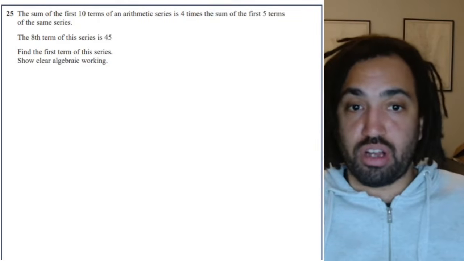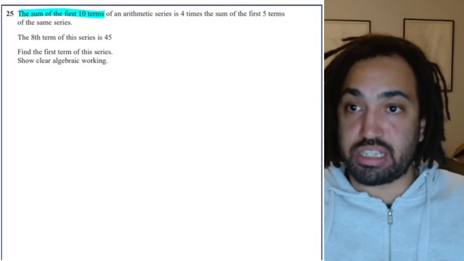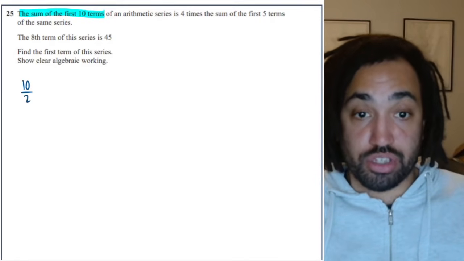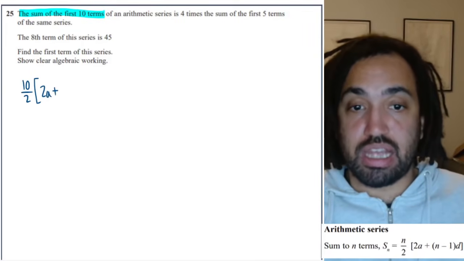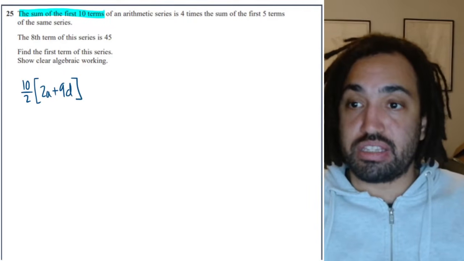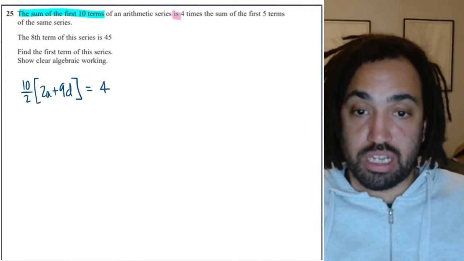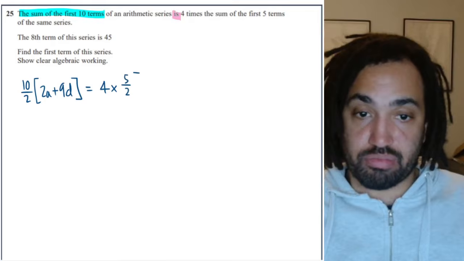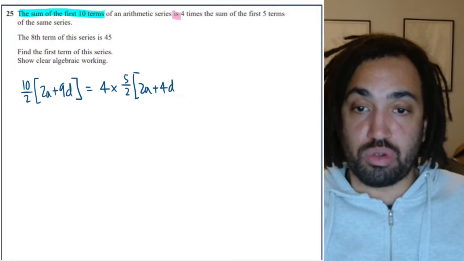Okay, we've got question 25 here, and once again, like one we've done before, we're just going to read out what it says and turn it into algebra. So the sum of the first 10 terms. So the sum formula is n over 2, multiplied by 2 times a, plus n minus 1, which in this case is 9, times by d. And then it says the word is, so that's when I write my equal sign. And then it says 4 times the sum of the first 5 terms. So that's 5 over 2, 2 times the first term, and n minus 1 is 5 minus 1, which is 4, times by d.